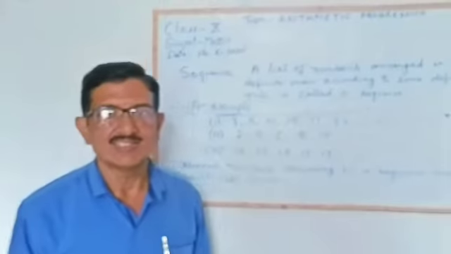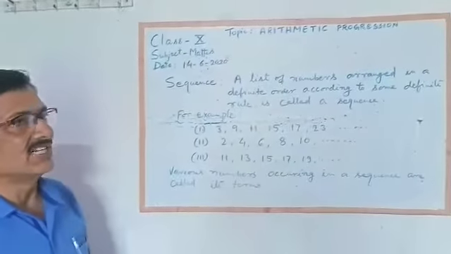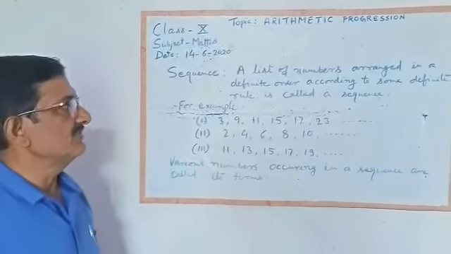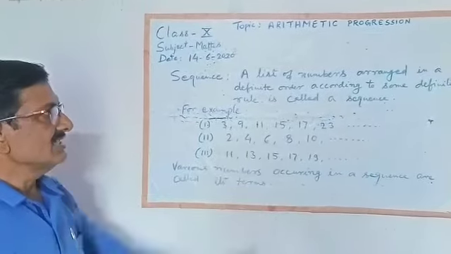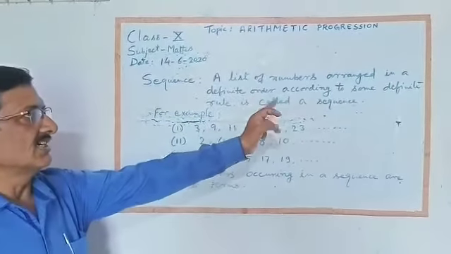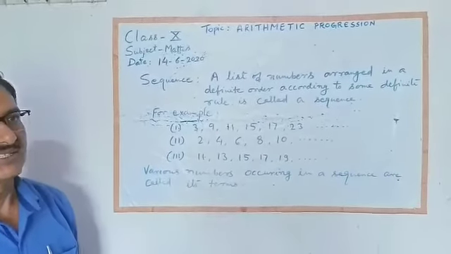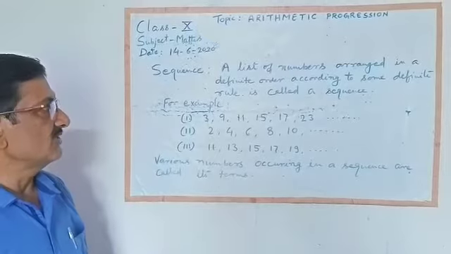What is a sequence? A list of numbers arranged in a definite order according to some definite rule is called a sequence. Here I am giving you some examples of sequence.